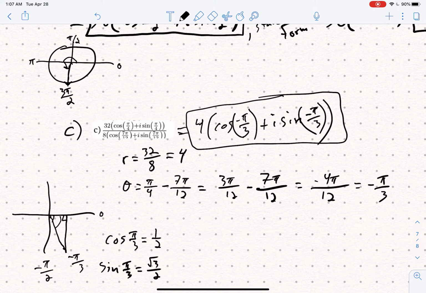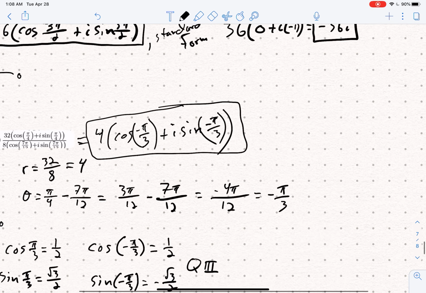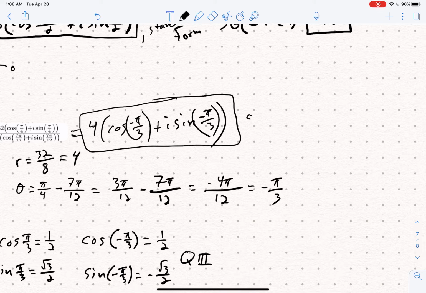And when we move into the fourth quadrant, when we look at cosine and sine of negative pi over 3, since we're in the fourth quadrant, the cosine is still positive, it's 1/2, and the sine is now negative. It's negative radical 3 over 2. That's because it's in quadrant 4, where cosine is positive, sine is negative. All right, so we have the cosine and the sine of our angle. To convert this into standard form, we are just going to substitute those into our polar form.